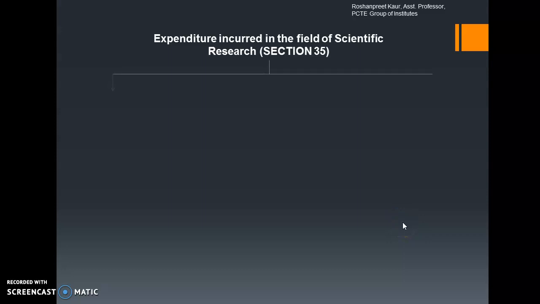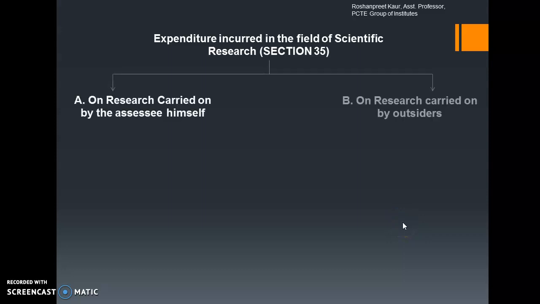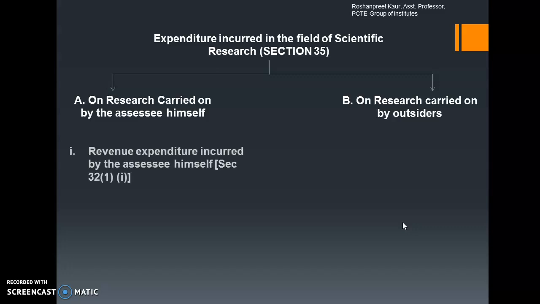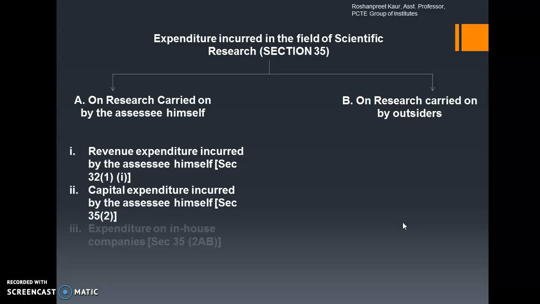Now, to start with, it is generally bifurcated into two parts. One, if the assessee carries on the research himself, and second, if the research is being carried on by outsiders. Research can be carried out by outsiders. It can also be in the form of donations given to other research houses. So it has certain points under it.